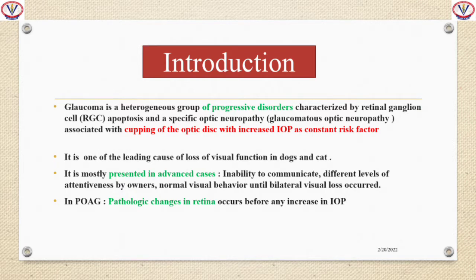In clinics, it is one of the leading causes of loss of vision. So why is it a worrying matter? Because most glaucoma cases present in advanced stages, as the owner may not be attentive in the case of pets. Sometimes dogs can still see even if vision is lost in a single eye, and pets, even if they have pain in one eye, are unable to communicate it to the owner. This is also one of the reasons for presentation in the advanced stages.